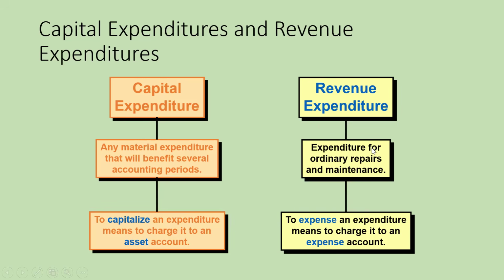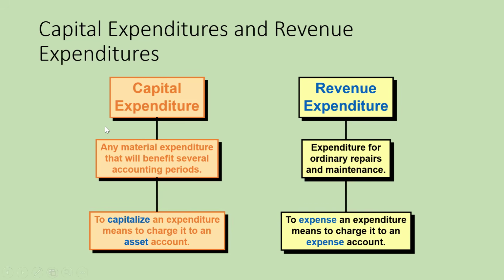Then revenue expenditure is for ordinary repairs and maintenance. These are of a recurring nature, such as yearly maintenance and yearly insurance. These are routine expenses. To expense an expenditure means to charge it to an expense account. So revenue expenditures are charged separately to expense accounts and are not part of the asset, whereas capital expenditures become part of the asset.